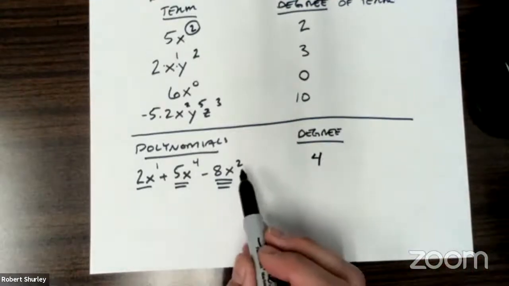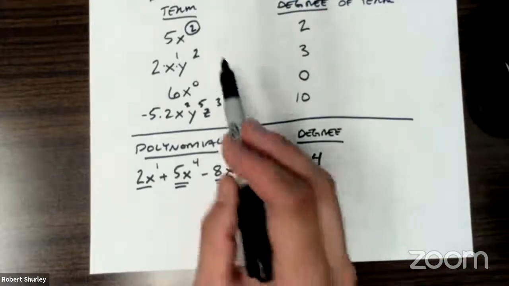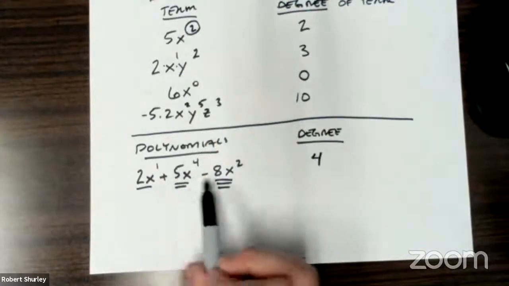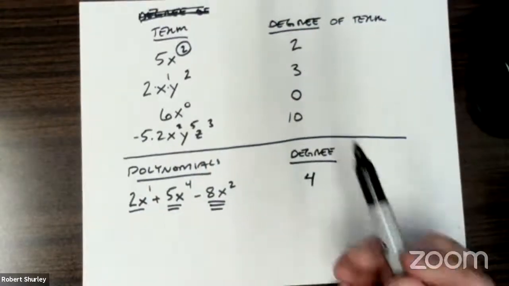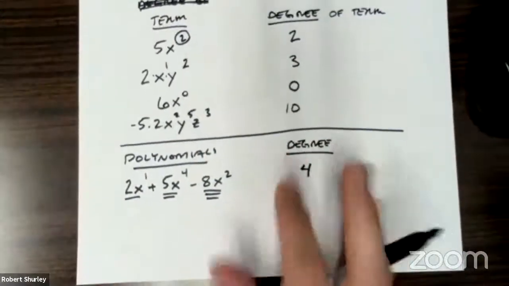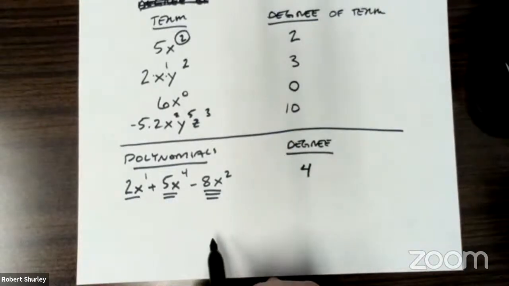Okay, you don't add these up like before, because there's addition and subtraction. We have multiple terms. You do that for a single term, which is when you add the variables' exponents to get the degree.